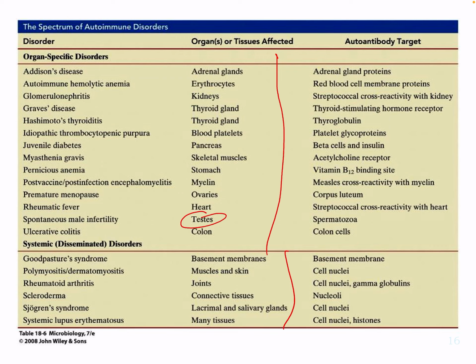Testes are immune privileged, but somehow our immune cells get in. We can have spontaneous male infertility, where our immune cells target the spermatozoa. Same with the ovaries. We can have premature menopause if we target the corpus luteum. And here's a million, there's a ton. You've probably heard of pernicious anemia with vitamin B12, and myasthenia gravis with the acetylcholine receptor, etc. If you're interested in any of these diseases, you can take a closer look.